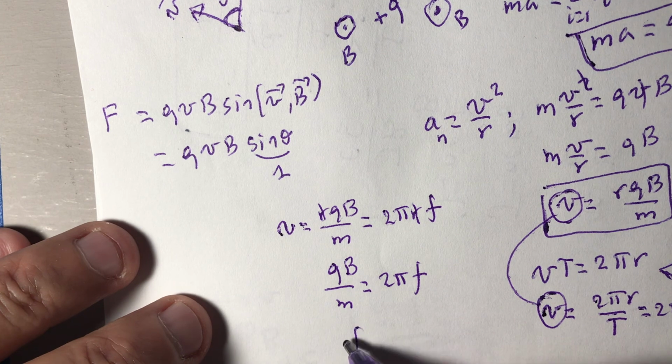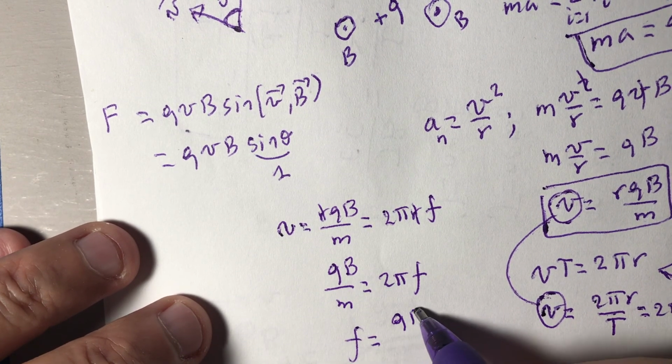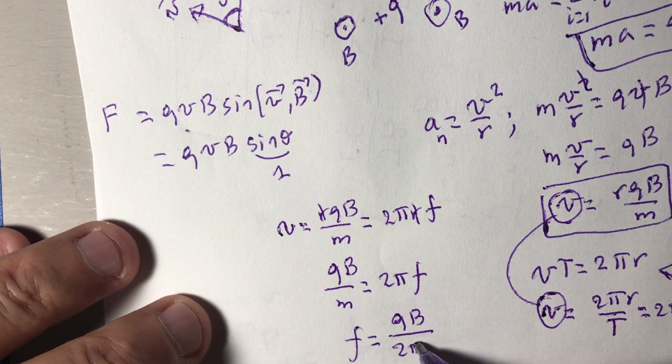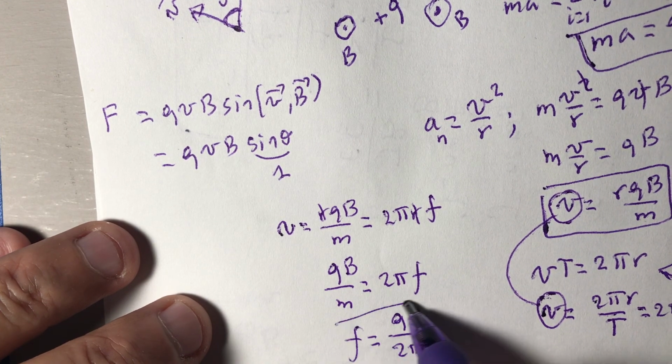Now f is equal to qB over 2 pi m, and here is the frequency.